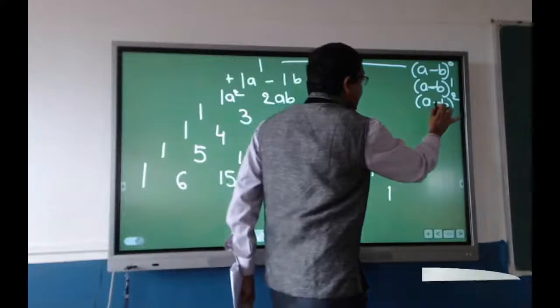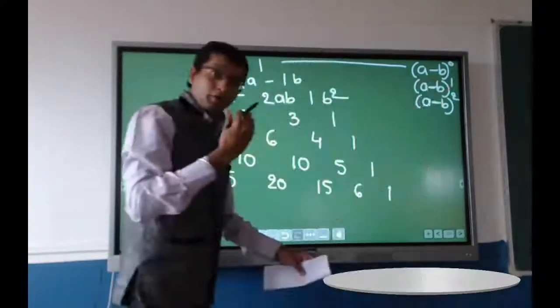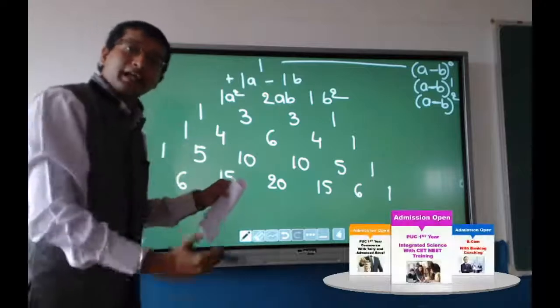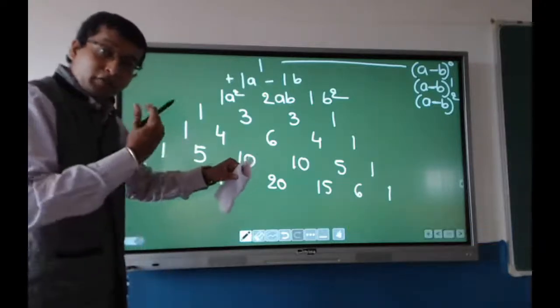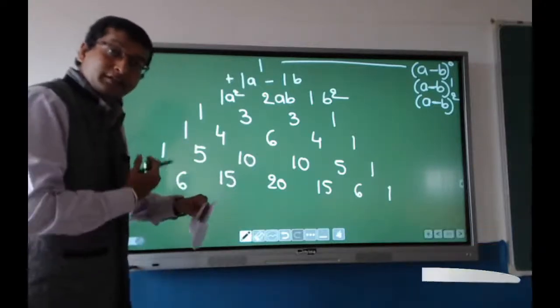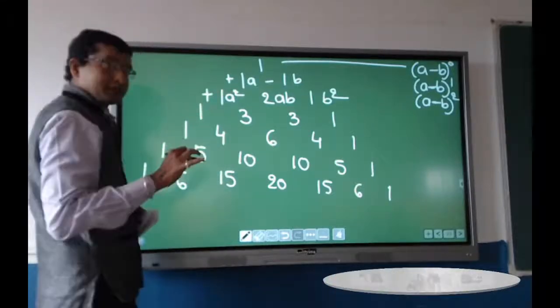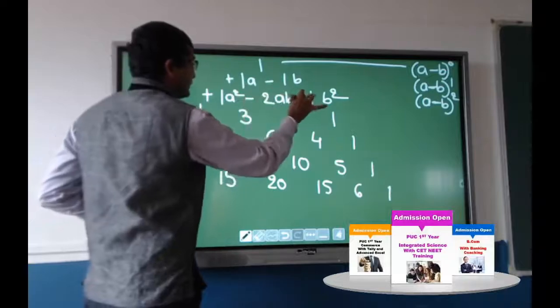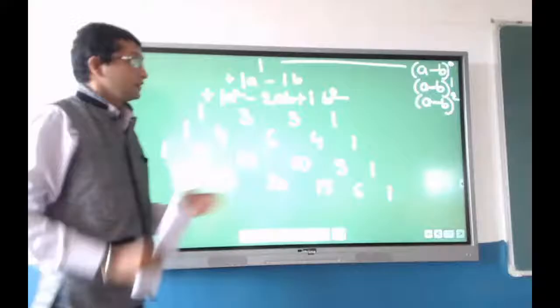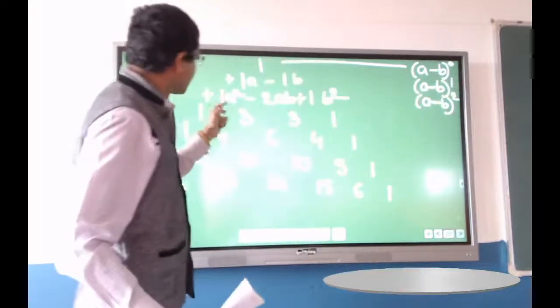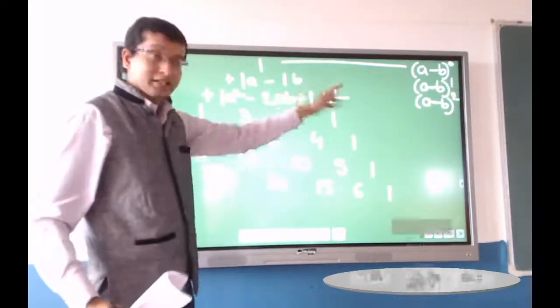Since here it is a minus sign, we have to assign alternately plus and minus signs. Alternately means first we take a plus sign, after that a minus sign. Now look, this is plus, minus, plus. So this is the expansion of (a - b)^2 as a^2 - 2ab + b^2.